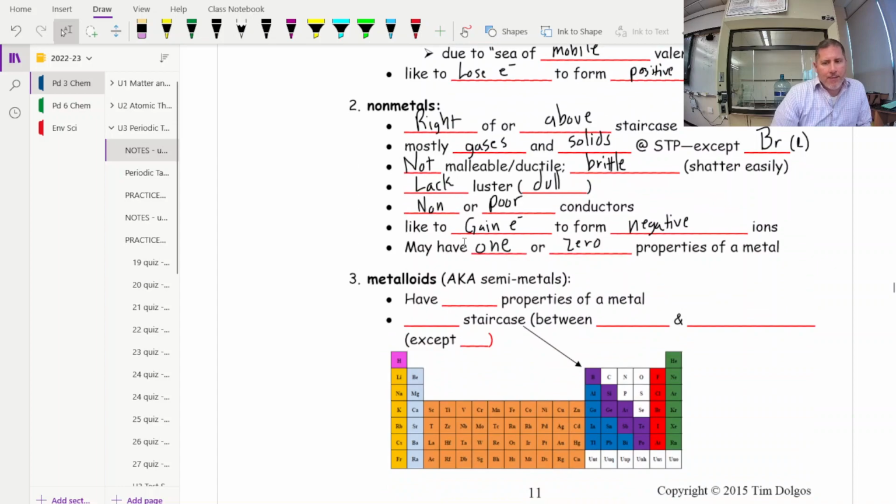Metalloids, you might be able to guess, are right between. It's these purple ones that we're talking about, right along the staircase. They have 2 properties of a metal, and they're just along the staircase between metals and nonmetals. The only exception is aluminum. Even though it's along the staircase, it's not a metalloid.